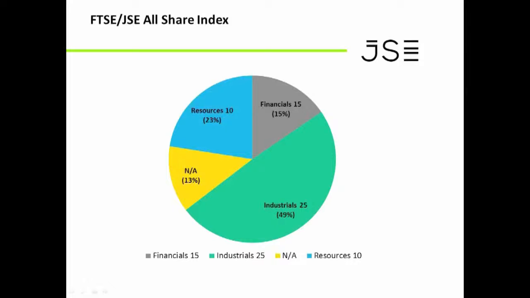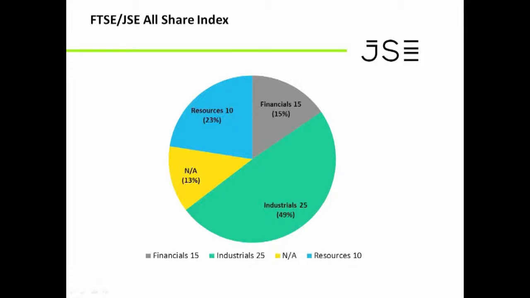And that really speaks to the historic importance of resource companies in our market. It's diminished over time, but a lot of the economy was built on mining companies, and that speaks very much to that. The financial, those 15 companies in that index form about 15% of our full listed universe of stocks. These 25 companies, the biggest 25 industrials, are about half of all the listed companies. And then the remainder, everything that's left in the all-share, is 13%.